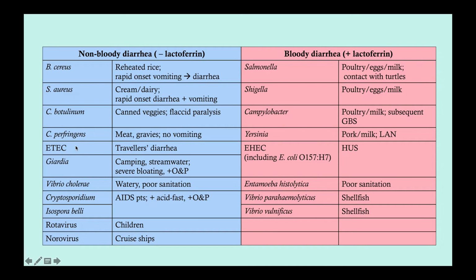ETEC. So ETEC also causes, this is E. coli, but it's not the EHEC E. coli, not the E. coli O157:H7. This is just pure enterotoxigenic E. coli, ETEC. You want to know this one because this is the one that causes traveler's diarrhea. Usually don't get it in the US. Usually you get this if you go down to Mexico or Guatemala or Brazil.